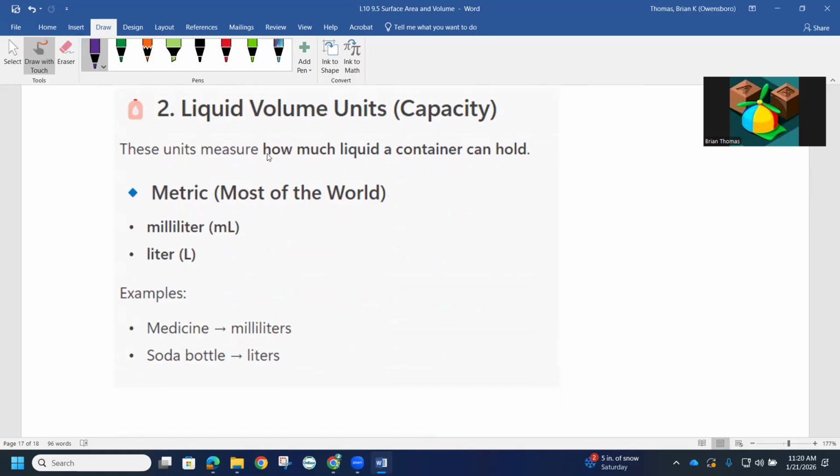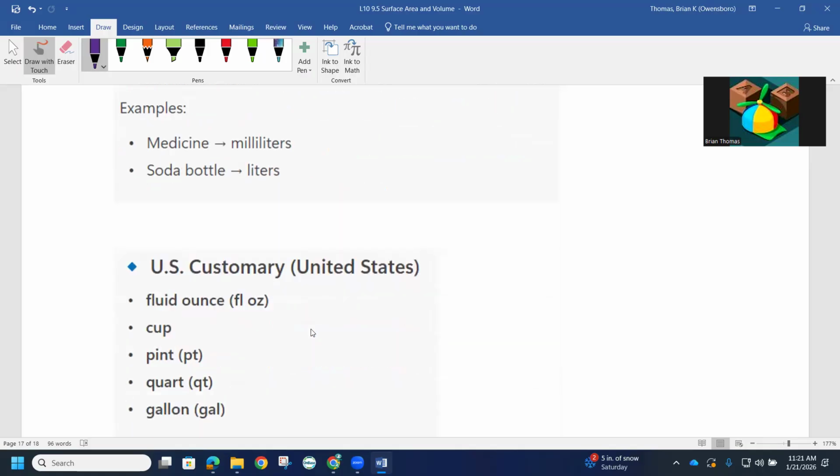So again, for liquid volumes, a lot of times we talk about milliliters and liters. A lot of times in medicine, when they ask for volume, we're talking about milliliters. Soda bottles, we're talking about liters. So sometimes there's a reason to go back and forth between cubic meters and milliliters. There may be times where we know the cubic centimeters, but we need to turn that into milliliters. So there are some conversions you may have to do.